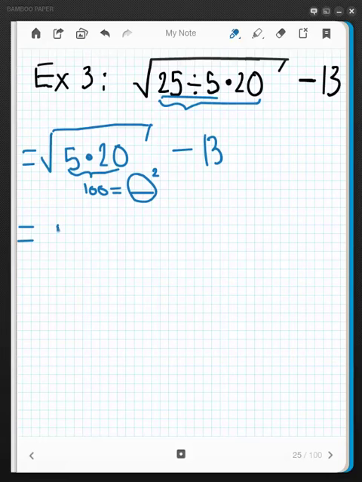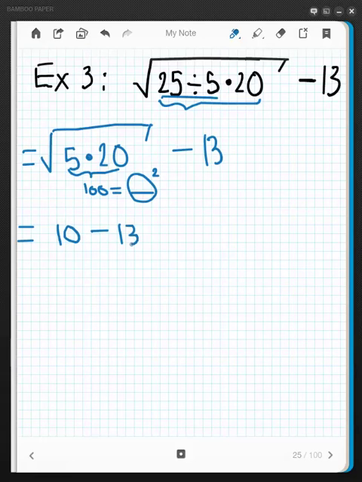And the number that when I square it equals 100 is 10. So the answer to the square root of 100 is 10. Now I don't put radicals around that or anything else. That is the answer. That's what the root simplifies to. So that's all I write.